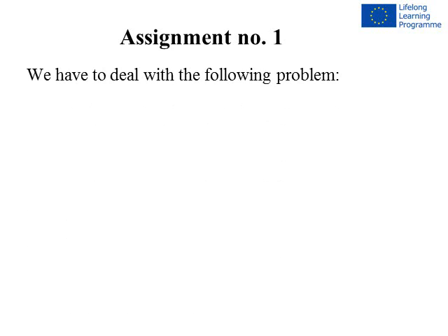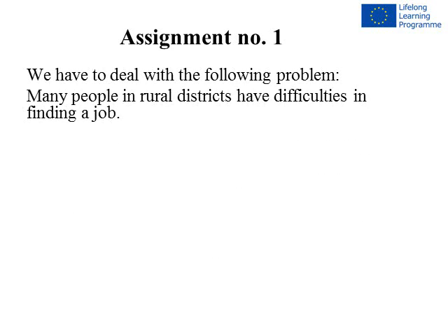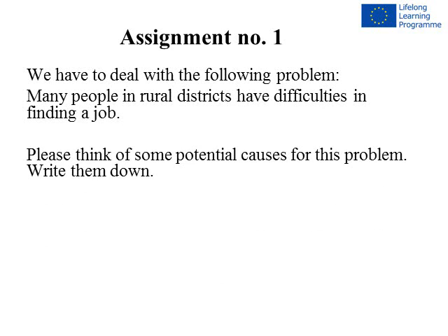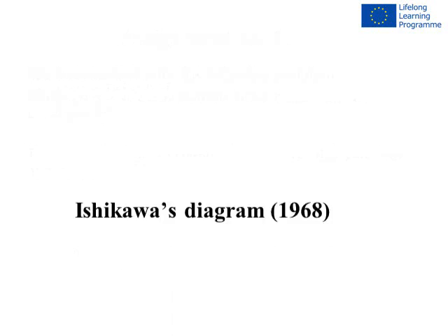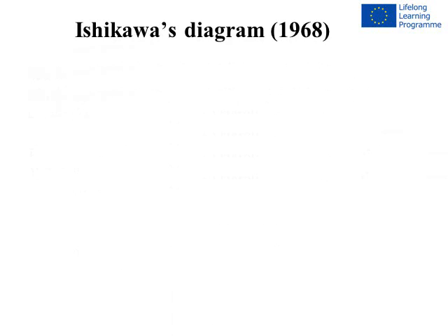Assignment number 1. We have to deal with the following problem. Many people in rural districts have difficulties in finding a job. Please think of some potential causes for this problem. Write them down. Ishikawa's diagram, 1968.